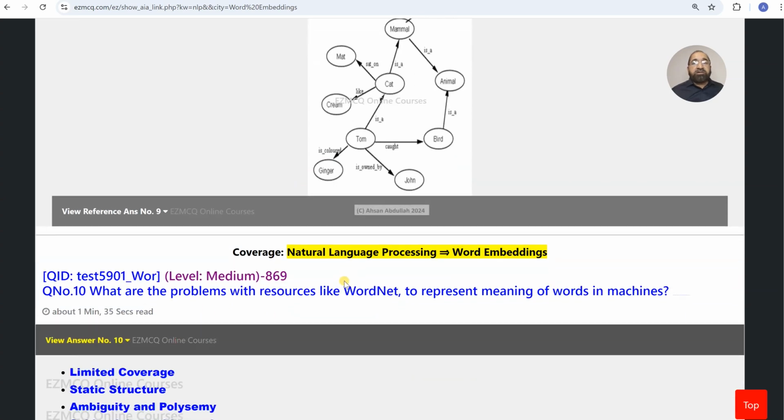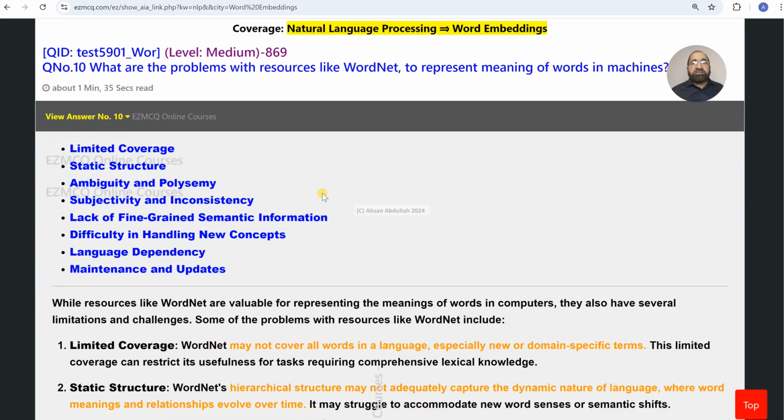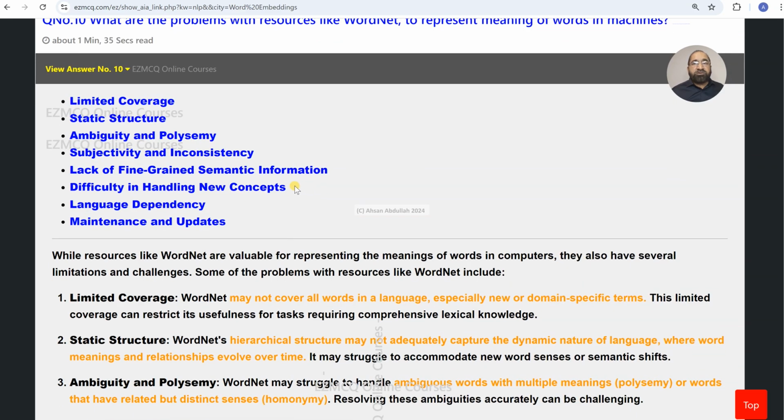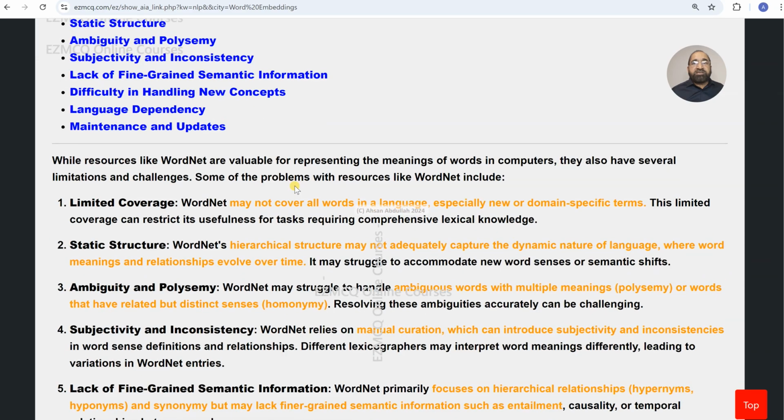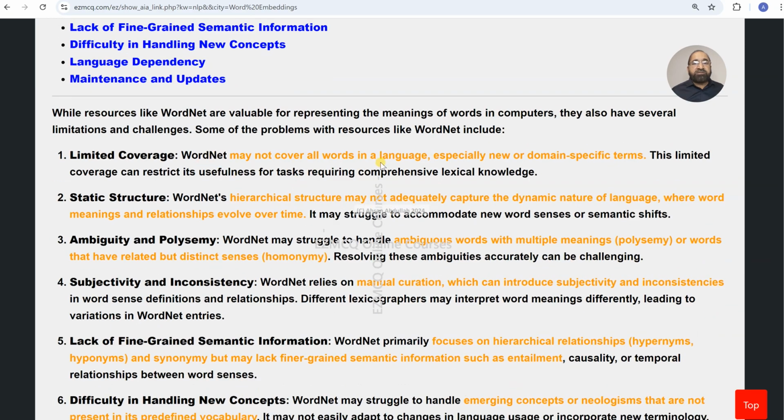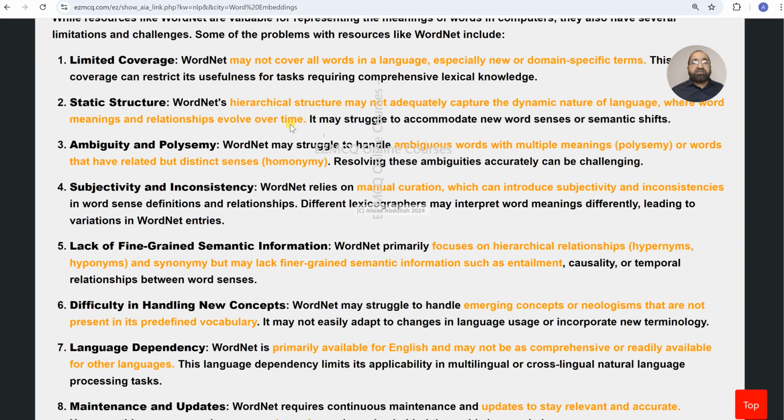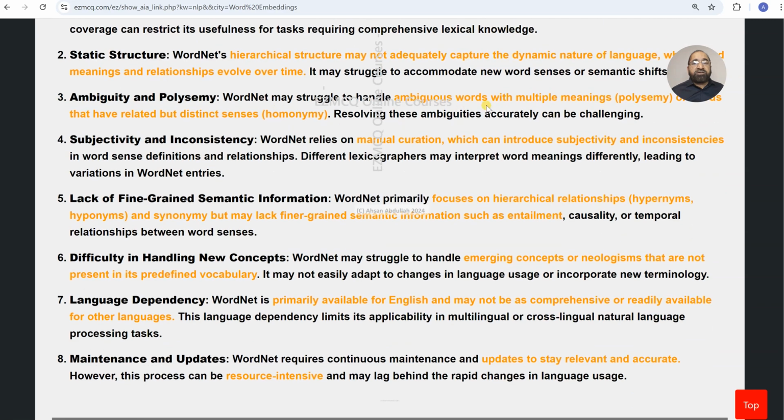For example, WordNet is not covered in a lot of detail in this course. I used to cover it in prior courses which I have taught, but things have changed a lot over time. There are certain limitations of WordNet. For example, it has limited coverage, especially for new and domain-specific terms. Its static structure may not adequately capture the dynamic nature of language, where word meanings and relations evolve over time. And of course, there is ambiguity and polysemy. Multiple meanings are not very well catered for.